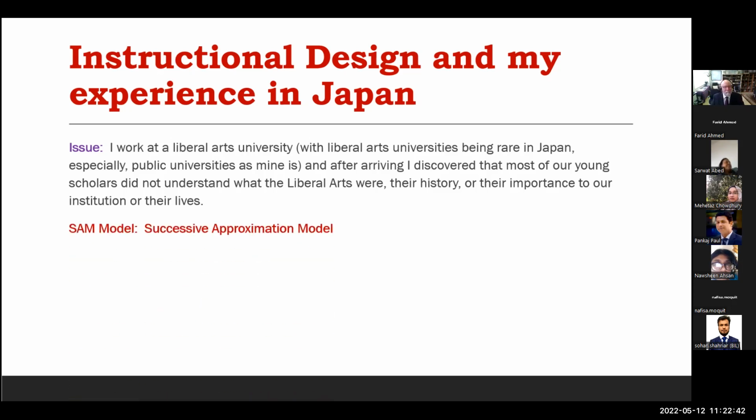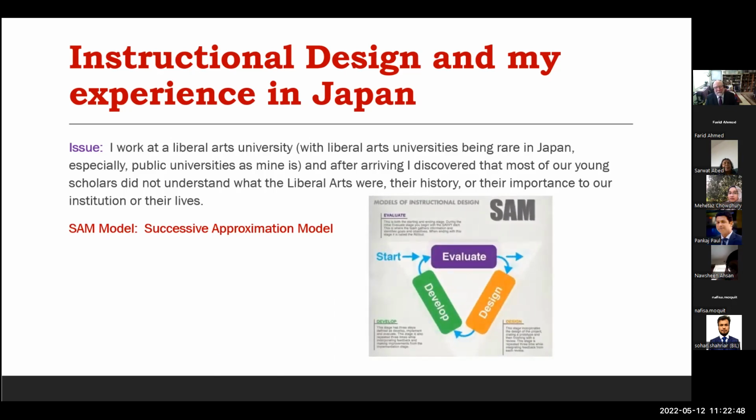So I use the SAM model in this case, successive approximation model. Very simple, but I felt something needed to happen, and it needed to happen quickly. And so I came up with, along with others, maybe I was a spur for this, but I had lots and lots of help, the Liberal Arts Workshop Series.